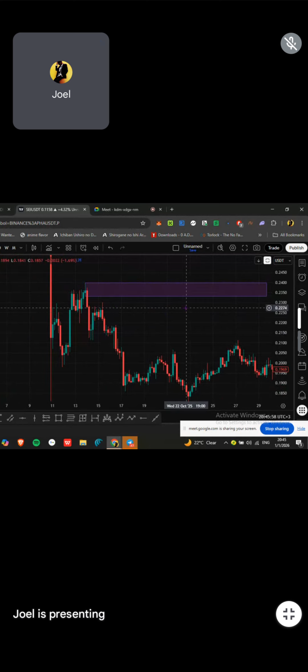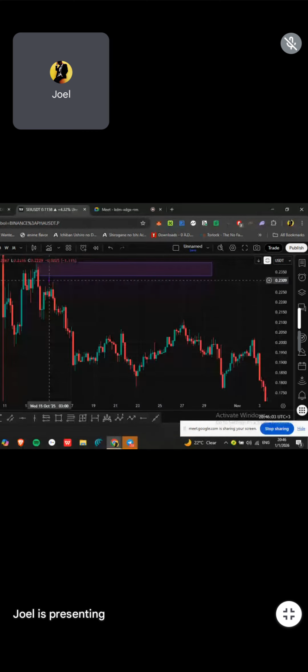There's also another zone here. It's another zone here. What is this? Boom.